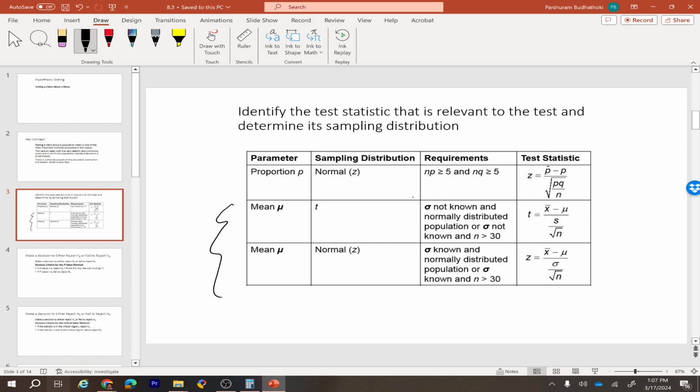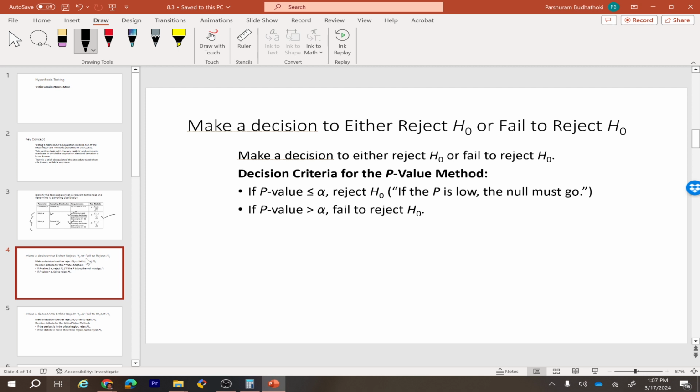There might be two different situations. The first one: if you don't know the standard deviation of the population, we use the t distribution, the t value, for the test statistic. And if you do know the standard deviation, and the population is normally distributed, or at least the sample size is greater than 30, then we use the z-score. The rest of the things are very similar to what we did in previous sections.